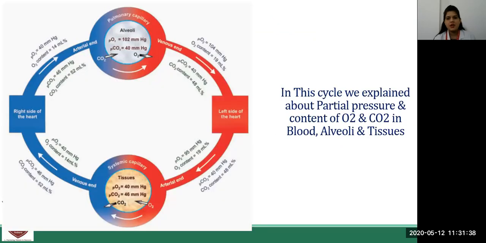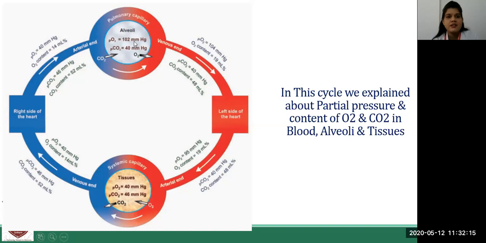Okay, in this cycle we'll explain the partial pressure and content of oxygen and carbon dioxide in blood, alveoli and tissue. Here we'll see this is the deoxygenated blood and this is the oxygenated blood. First of all, as we had already seen the diffusion of gases, carbon dioxide and oxygen, this is a summary. First of all, we'll see the diffusion of oxygen from alveoli to blood.